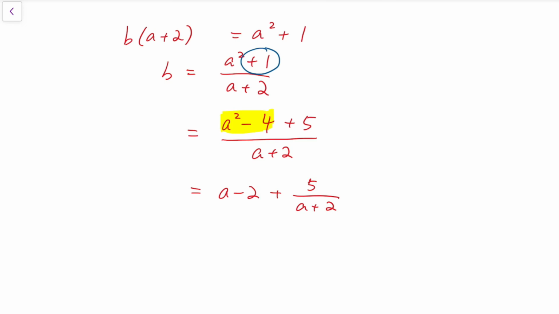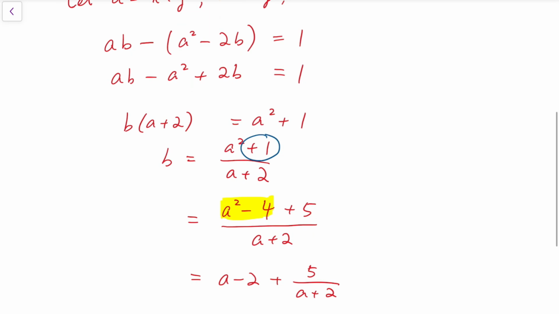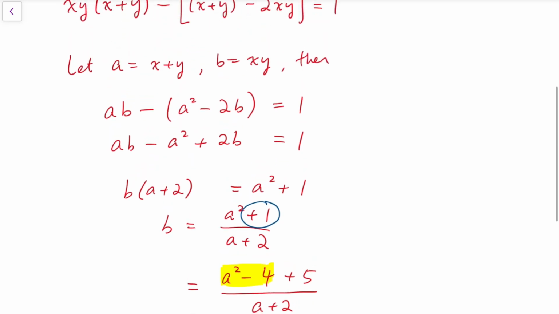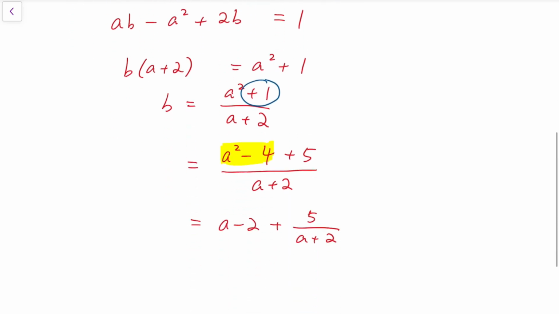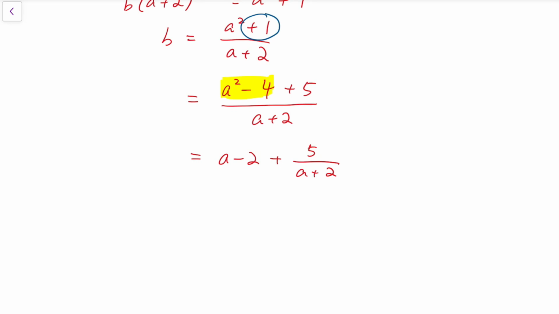The reason that I wanted to do this is that I know that x and y are integers. Going back up, that means a and b are also integers. Now, I've written b, an integer, in terms of a, so I have a minus 2 first, an integer, and a very simple fraction, 5 over a plus 2. And more importantly, the numerator is just a small constant. The number 5 is a very small constant, and this fraction has to be an integer.